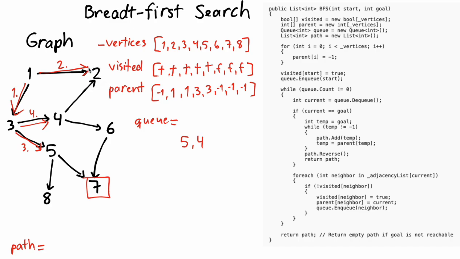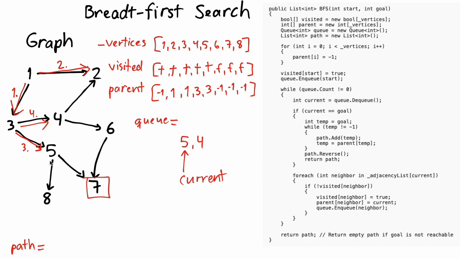So we were here, and now our next node to check out is 5, so current is now 5. And next item on GUI, this is current. And here 5 is not our goal, so we skip this one and we start looking at neighbors from 5's adjacency list.